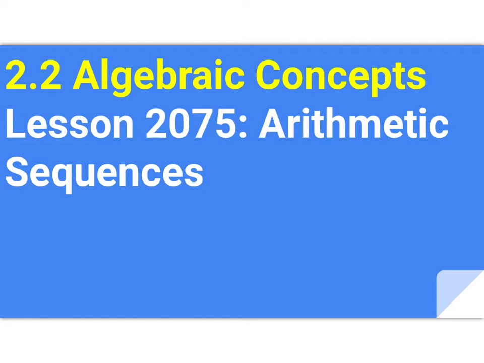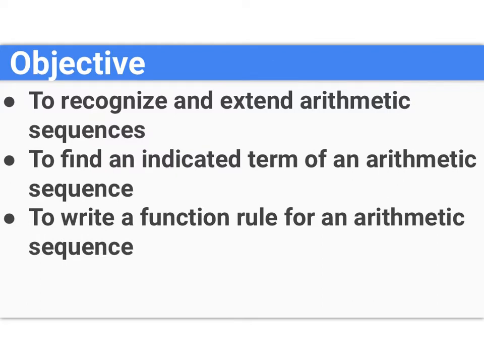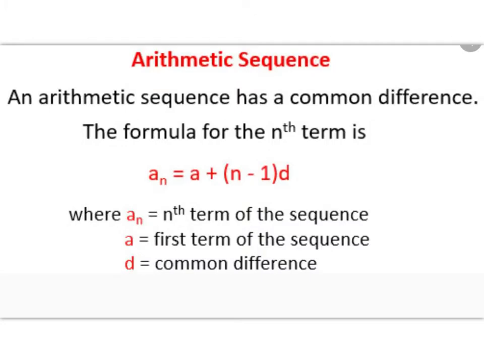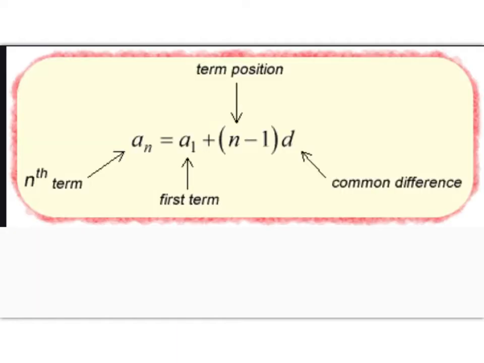And usually teachers don't have a lot of time to deal with these, but I'm going to jump in and talk about these as a preview to functions. So here's our objective, here's our vocabulary. Our arithmetic sequence. This is the formula for an arithmetic sequence, and this is the explicit formula. I think this is the explicit formula.